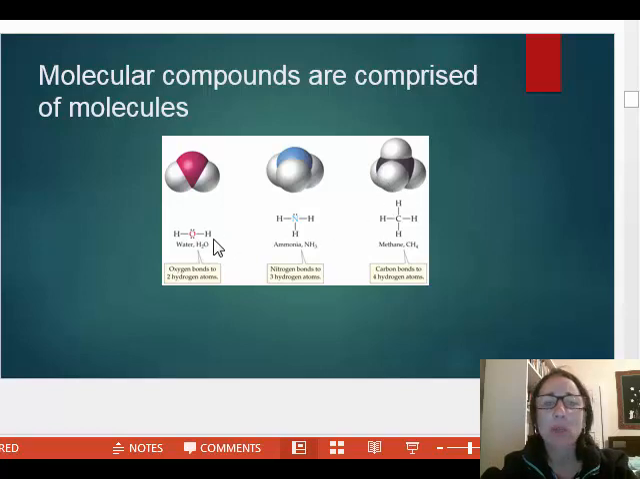Below each space-filling model is a Lewis dot structure. Each atom is represented by an elemental symbol: capital O for oxygen, capital H for hydrogen, capital N for nitrogen, and capital C for carbon. The lines represent two shared electrons, or a single covalent bond.